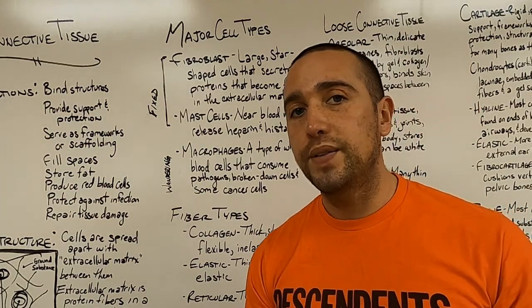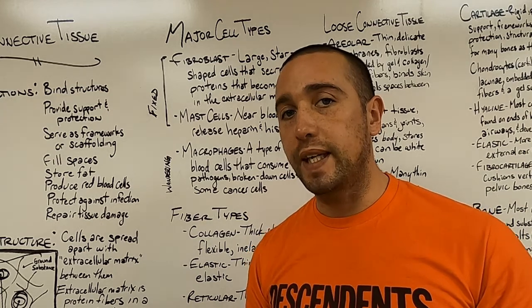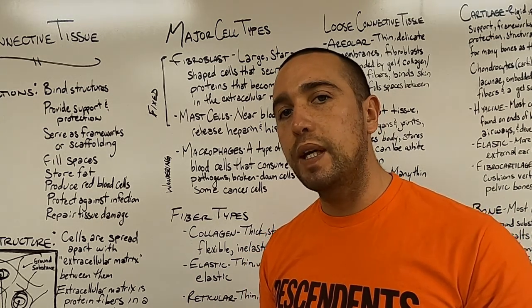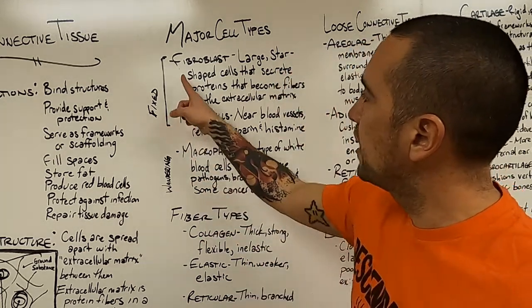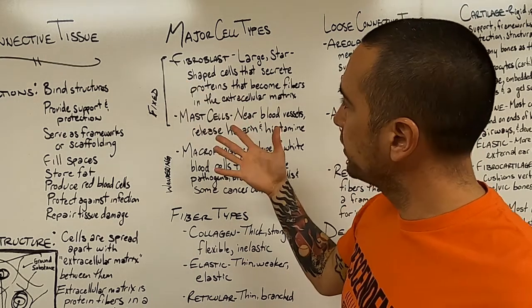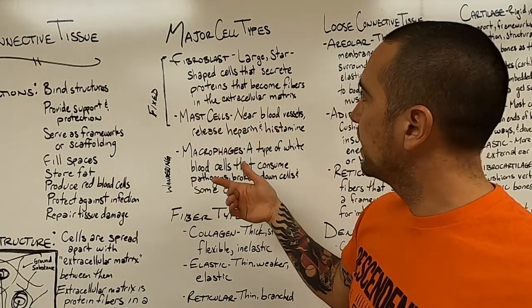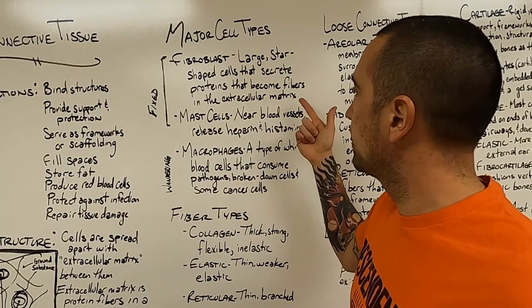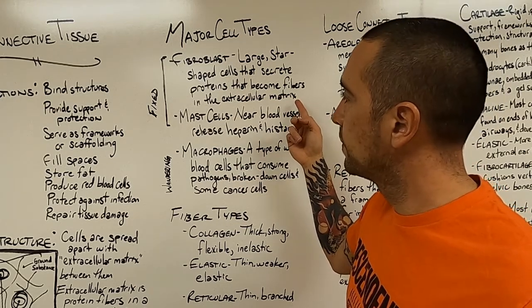Now there are many cell types in the different types of connective tissue. I'm just going to cover 3 here. Fibroblasts. They're large and star-shaped cells. They secrete proteins that become the fibers that compose the extracellular matrix.